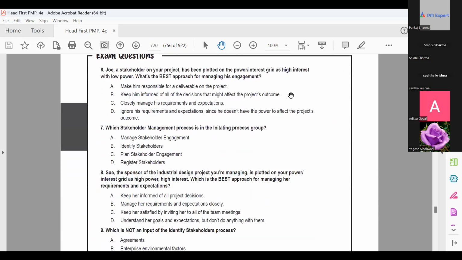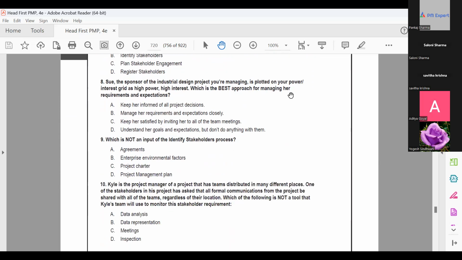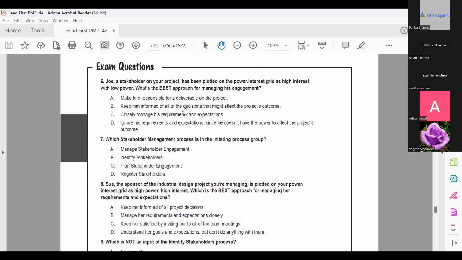Now, Joe, a stakeholder on your project, has been plotted on the power interest grid as a high interest with low power. What is the best approach for managing his engagement level? Now, high interest, low power, right? Like a star performer. So what should be the answer? B, Bravo. Absolutely, Bravo. Keep him informed. Right.